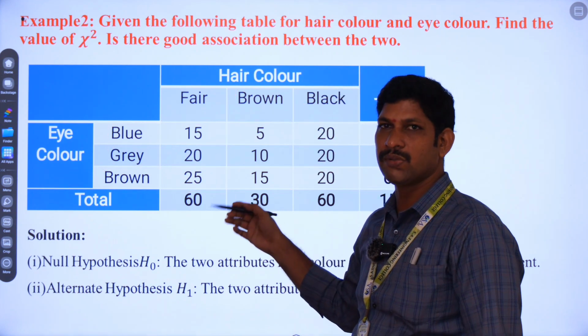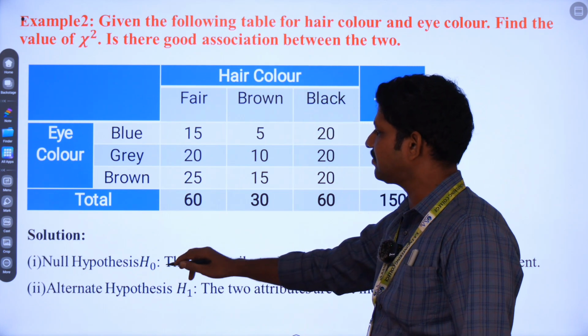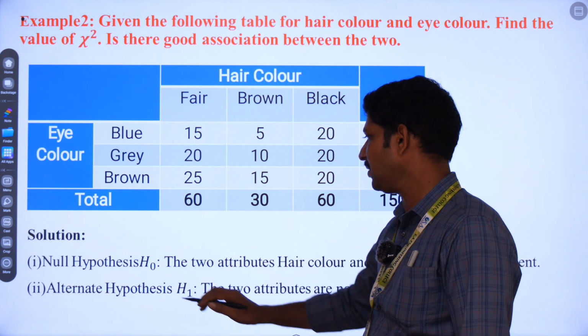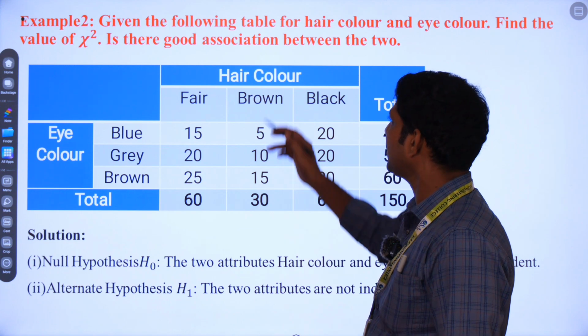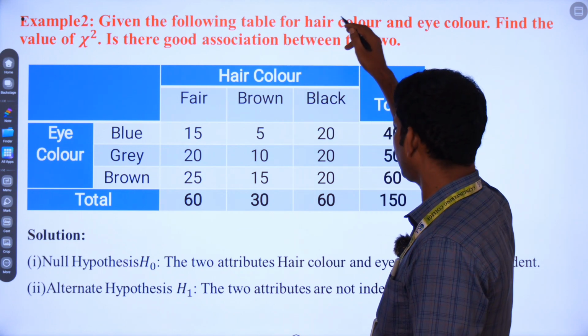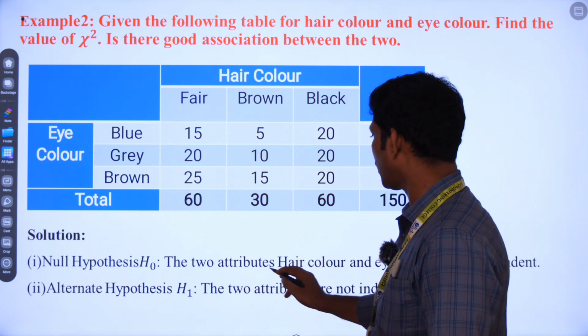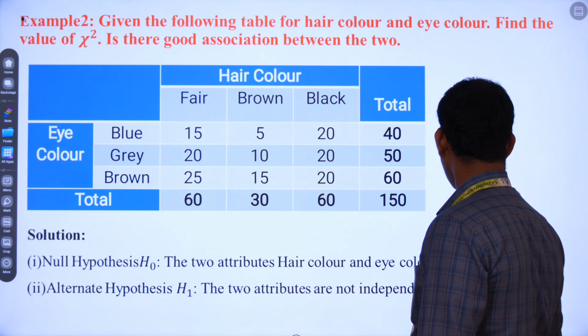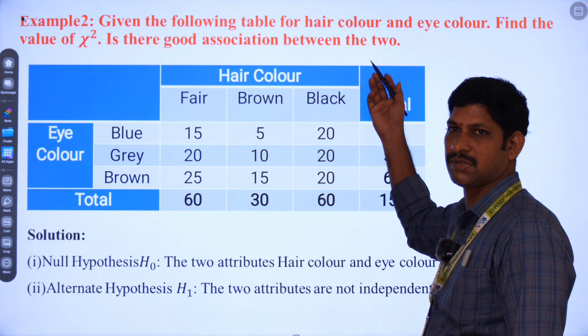Okay, so we already know that the initial step is to assume a hypothesis, depending on the problem. A hypothesis is nothing but a statement. So H0 is the null hypothesis. Here we are discussing the case of hair color and eye color. So I assumed that the two attributes, hair color and eye color, are independent. We need to assume the null hypothesis prior to the question.